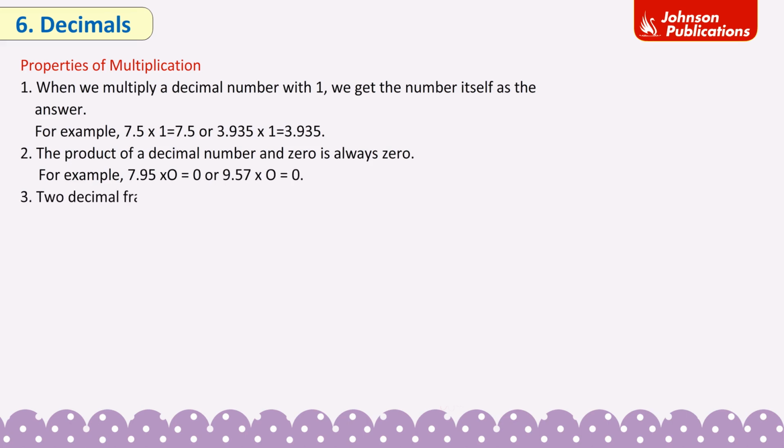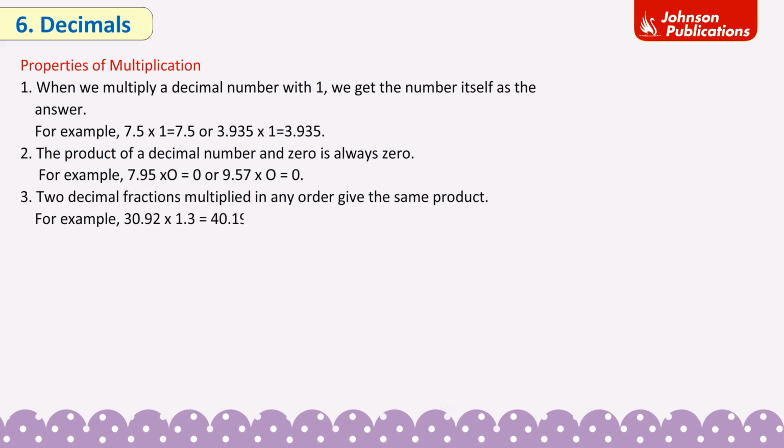3. Two decimal fractions multiplied in any order give the same product. For example, 30.92 multiplied by 1.3 is equal to 40.196. 1.3 multiplied by 30.92 is equal to 40.196. Therefore, 30.92 multiplied by 1.3 is equal to 1.3 multiplied by 30.92.